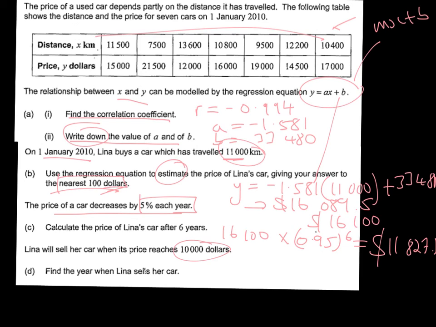For part D then, Lena will sell her car when its price reaches $10,000. Find the year when Lena sells her car. Now here the easiest thing to do is probably solve this graphically. So in essence, we're interested where 10,000 is the same as 16,100 times 0.95 to the power n, and if we solve that graphically, we end up with n equals 9.28, but the question is find the year when Lena sells her car. So if it started in 2010, we're going to be looking at sometime during the year 2019.